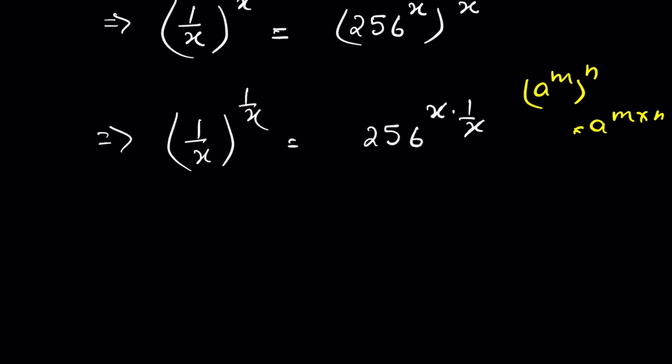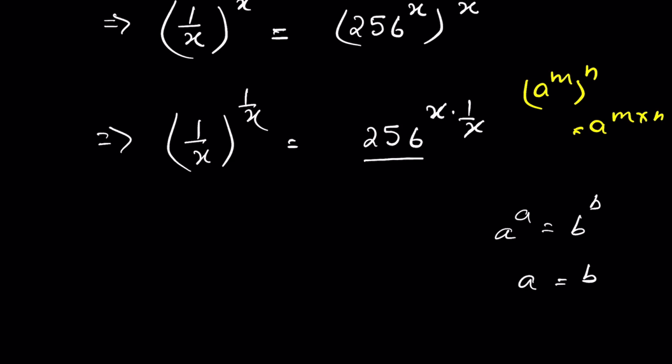Now, there is a rule: if a^a is equal to b^b, in that case a is equal to b. So, if we can write 256 to the power of itself, then we can get to this rule.